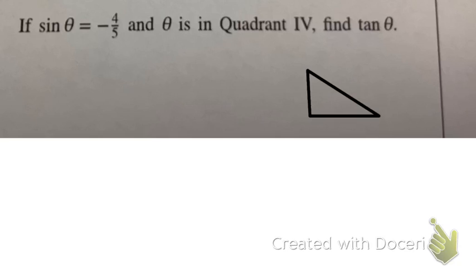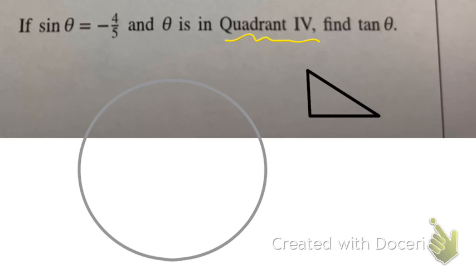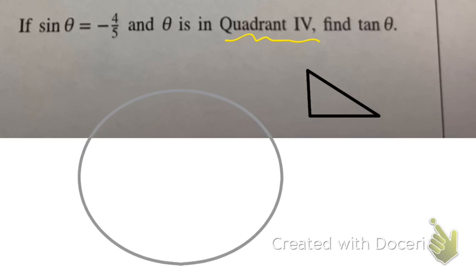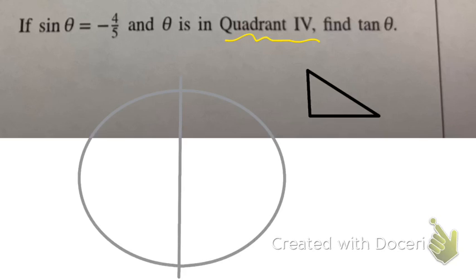Now I could use this triangle and then think about quadrants afterwards, or since it says it's in quadrant 4, I might as well take care of that now. There's my circle. I'm going to go ahead and put my axes on there. And I need to draw a triangle, and I need it to appear in quadrant 4.